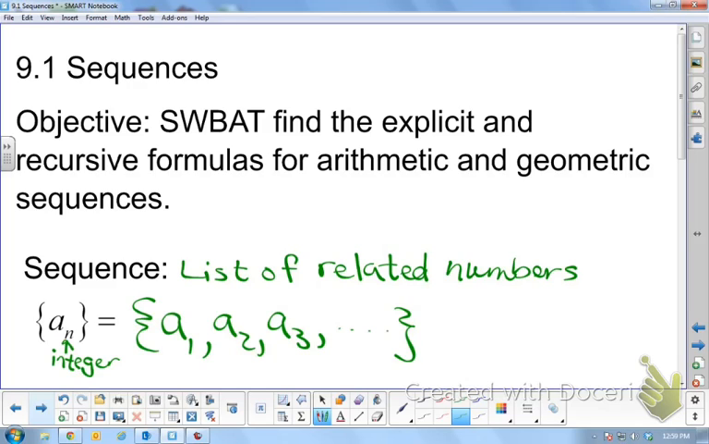So when we say a sub n, we're going to have some function with n in it. If a sub n equals 2n, then to find the first term, we'd plug in 1, because it's the first term. To find the second term, we'd plug in 2, because it's the second term. It's counting up by 1 every time.